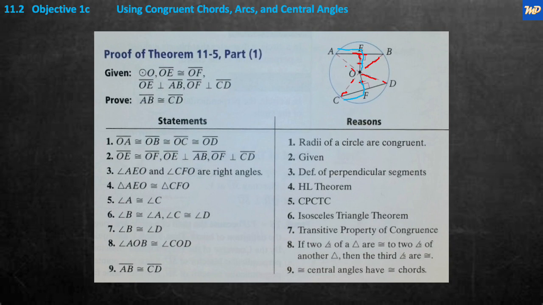Triangle AEO is congruent to triangle CFO. So now they're saying that this little triangle AEO right in here is congruent to this triangle CFO, and that's by the hypotenuse leg theorem, right? It says that if you have a hypotenuse and a leg that are congruent, then the third leg in that triangle is also congruent, and the triangles are congruent. So AEO is congruent to CFO, and angle A is congruent to angle C.